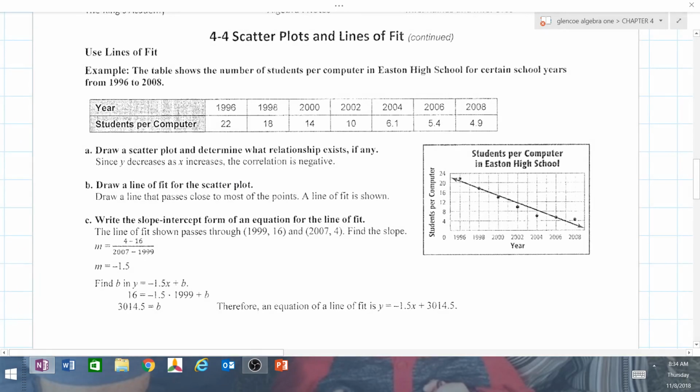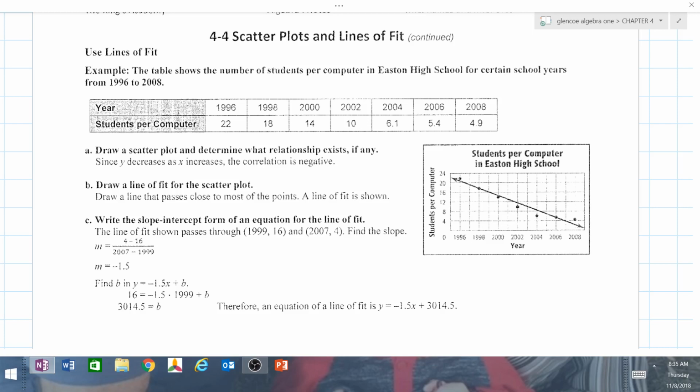Scatter plots and lines of fit. Probably the best definition that I could give you for a line of fit is it's the best line that you could draw that would fit through the set of data. A line of fit. So let's go ahead and look at this next section here.